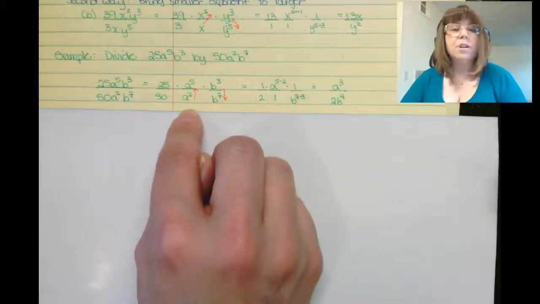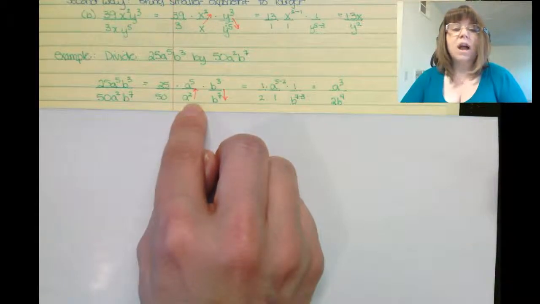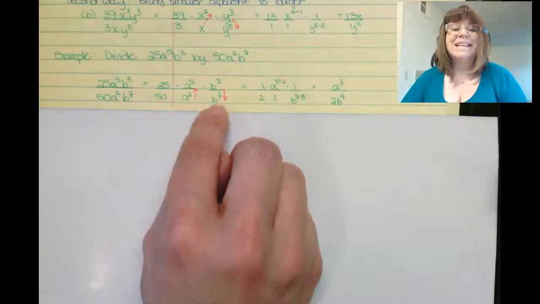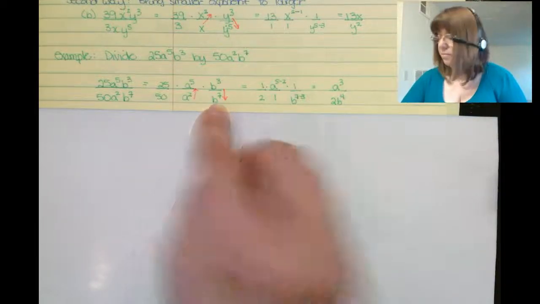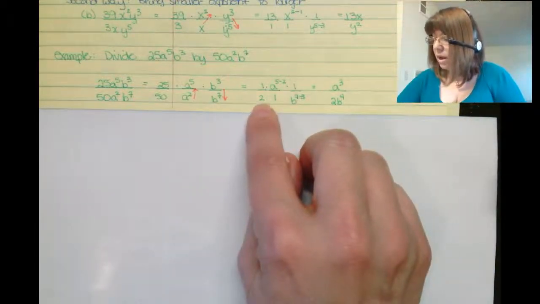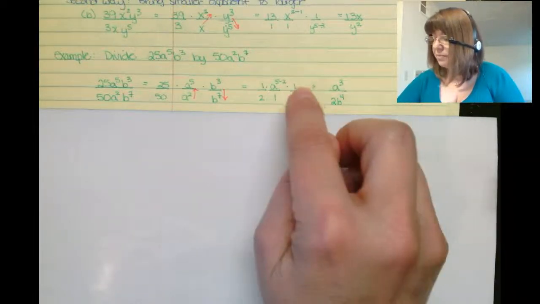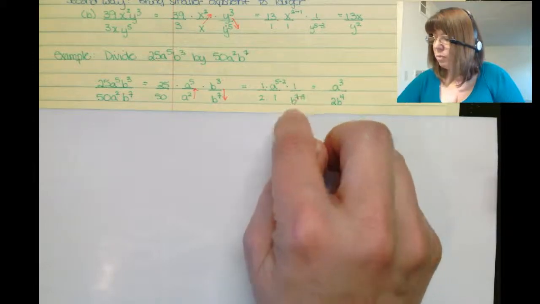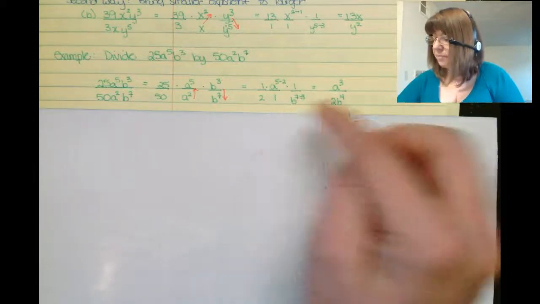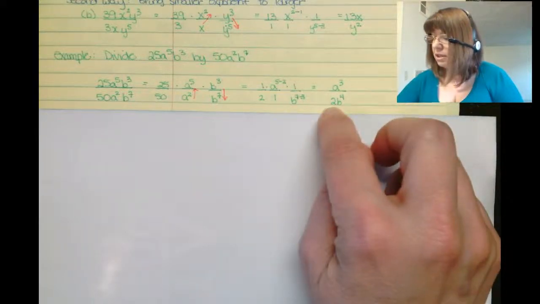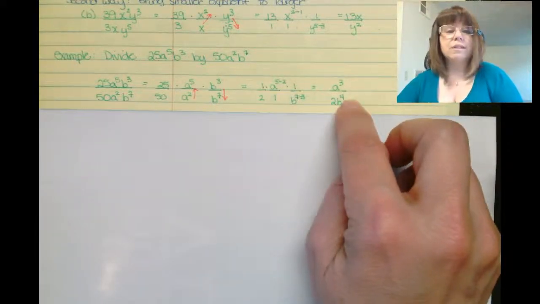And you see how I'm going to start moving my exponents. I'm going to move my a squared up to my a to the fifth, but I'm going to move my b cubed down to the b to the seventh, giving me 1/2 times a to the 5 minus 6 times 1 over b to the 7 minus 3, all leading to a cubed over b to the fourth.